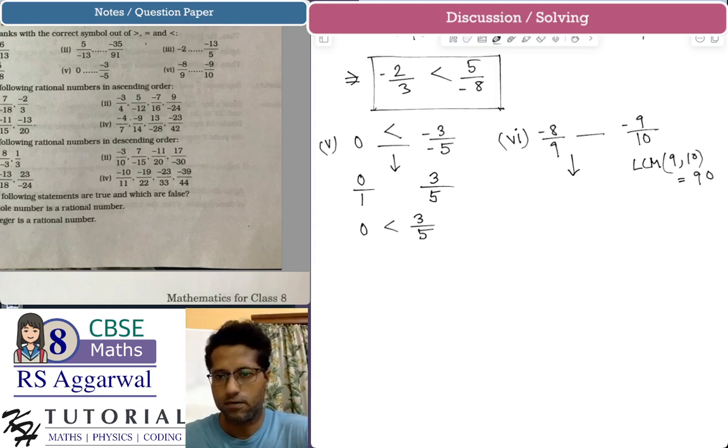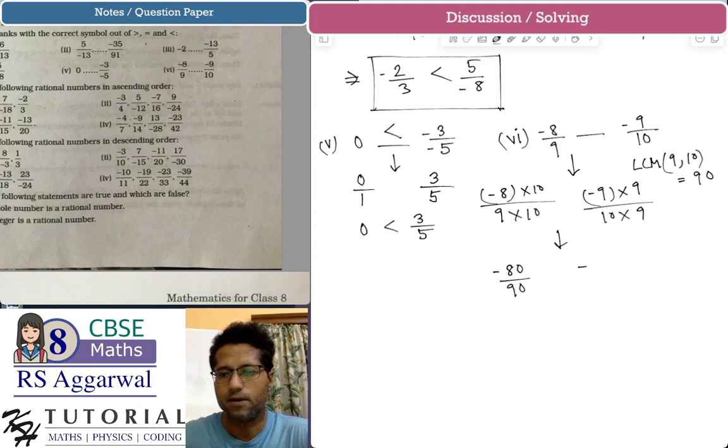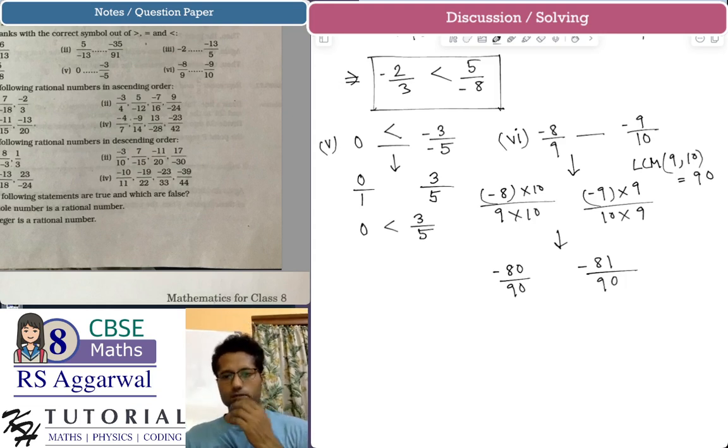So the equivalent rational numbers will become minus 8 multiplied by 10 and 9 into 10, and minus 9 by 10 will be minus 9 into 9 and 10 into 9. So now the pair of rational numbers becomes minus 80 by 90 and minus 81 by 90. So now the rational numbers have the same denominator, which is 90.